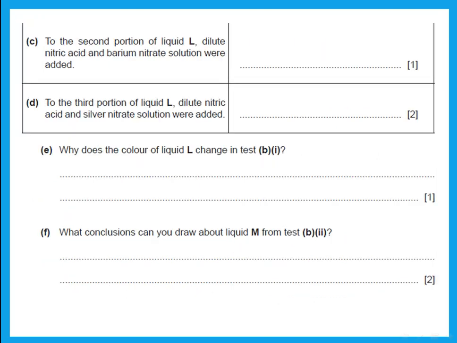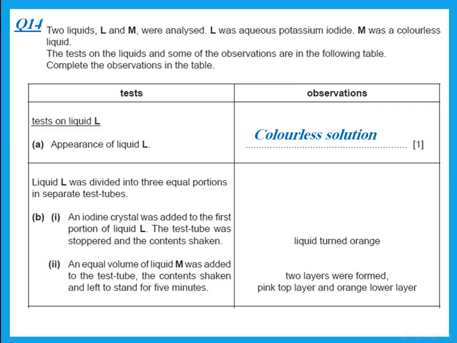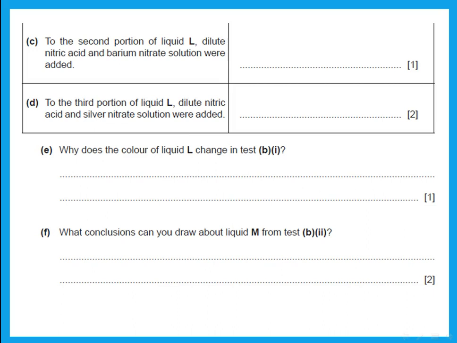To the second portion of liquid L, he added dilute nitric acid and barium nitrate. Again, I go back. L was what? L was potassium iodide. Now he's adding barium nitrate. Again, barium nitrate is test for what? It's test for sulfate. Do I have sulfate? No, I don't. I have potassium iodide. I don't have sulfate. So when I add barium nitrate, it is no effect or no change.